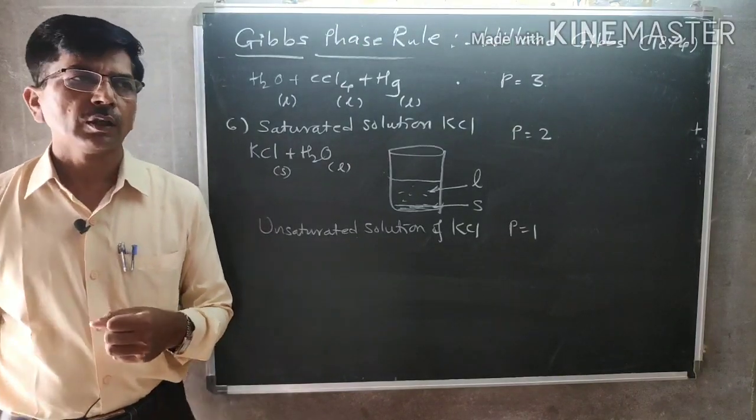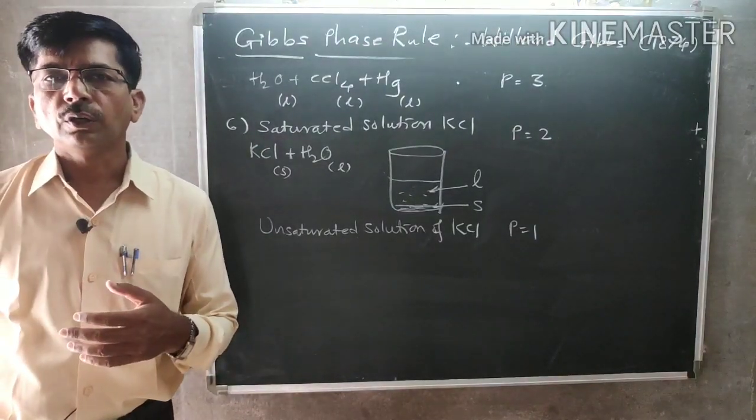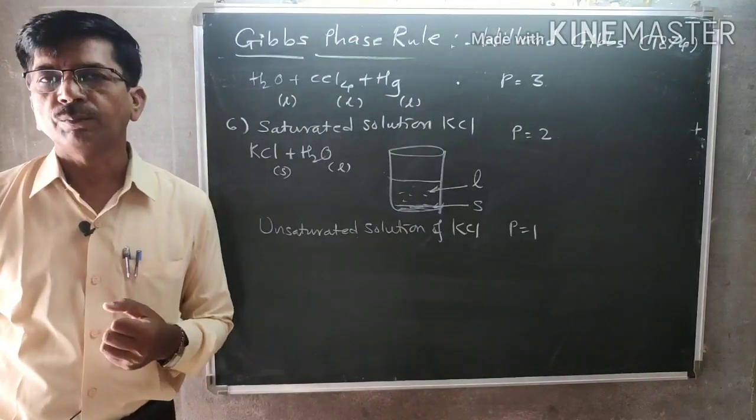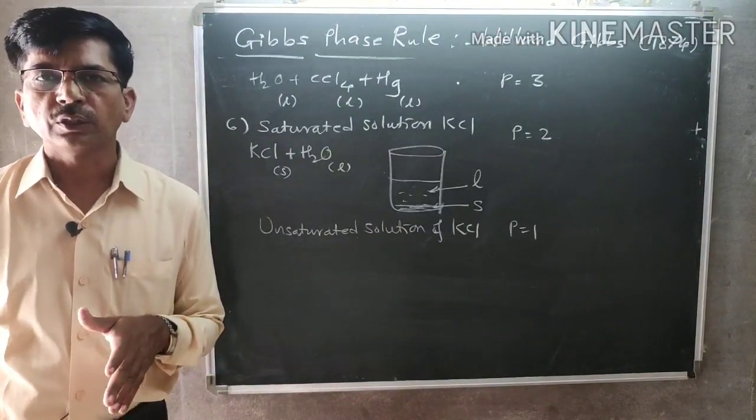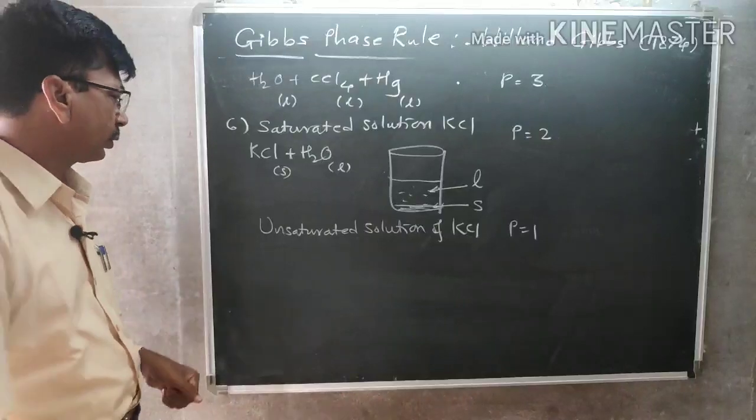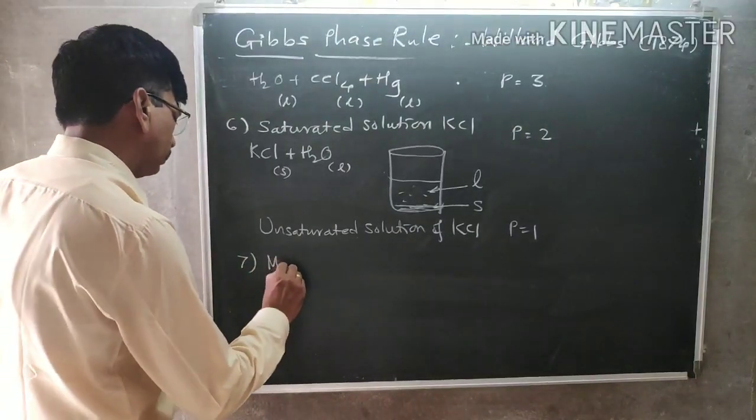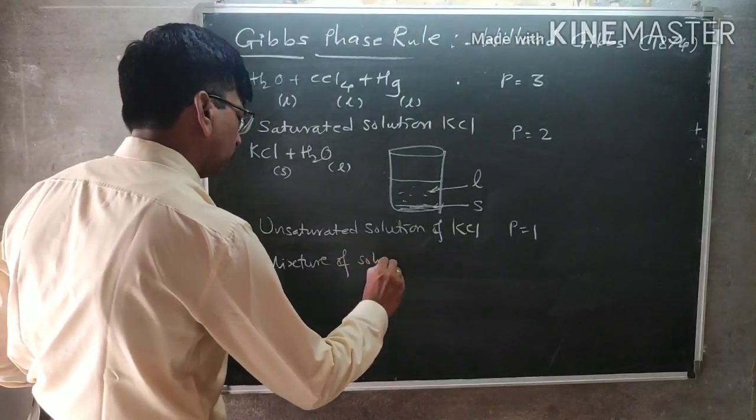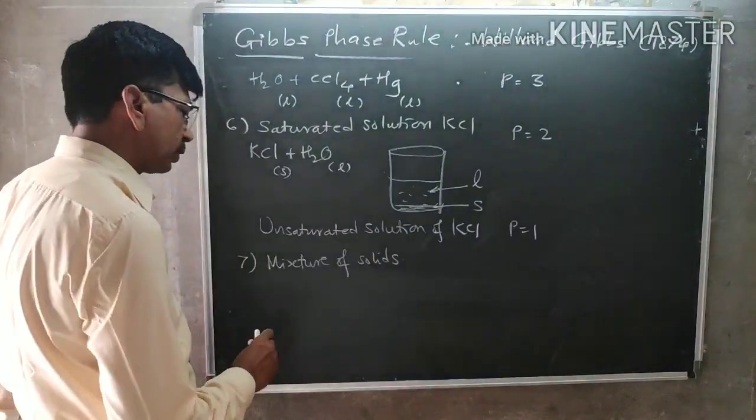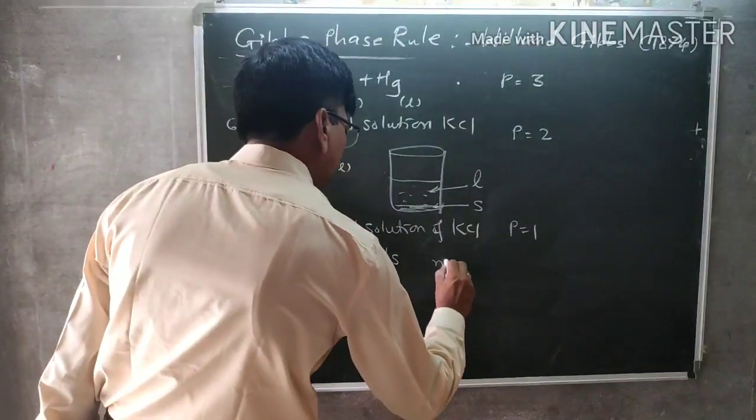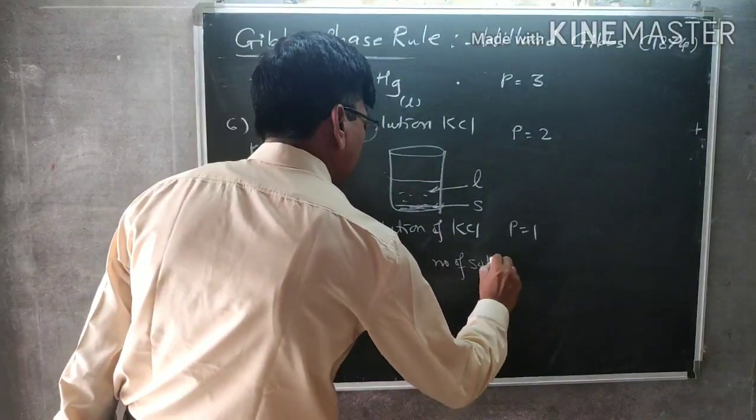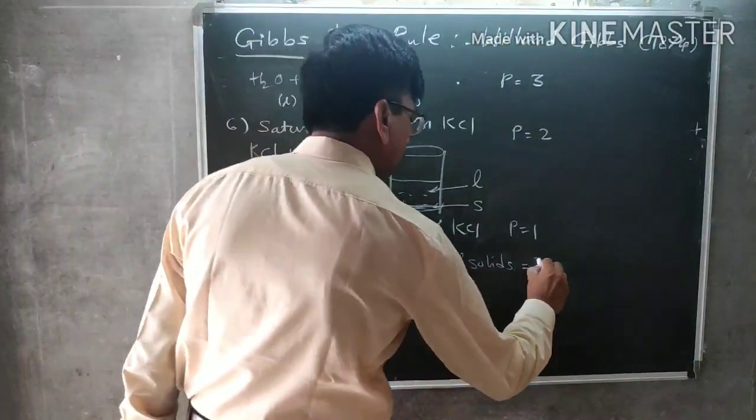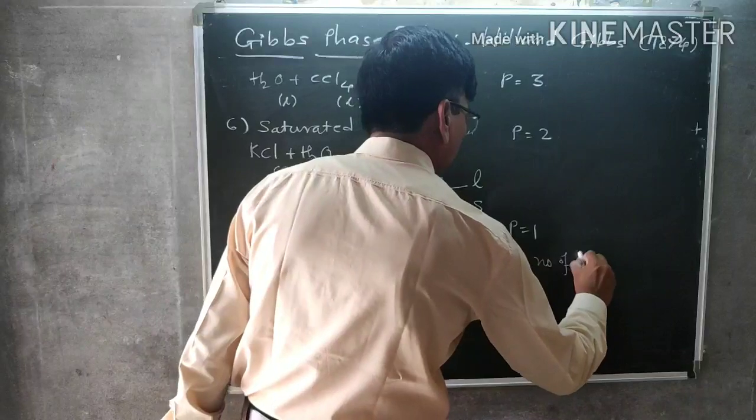Now another example we'll see, mixture of solids. If the solids are different, then whatever the number of solids, that many phases we will calculate. Mixture of solids. Remember this, number of solids is equal to number of phases.